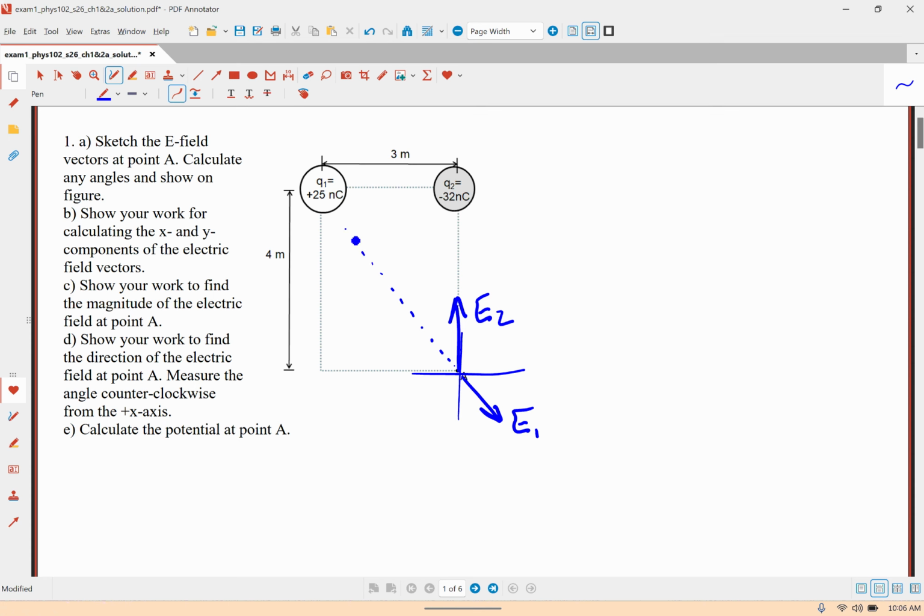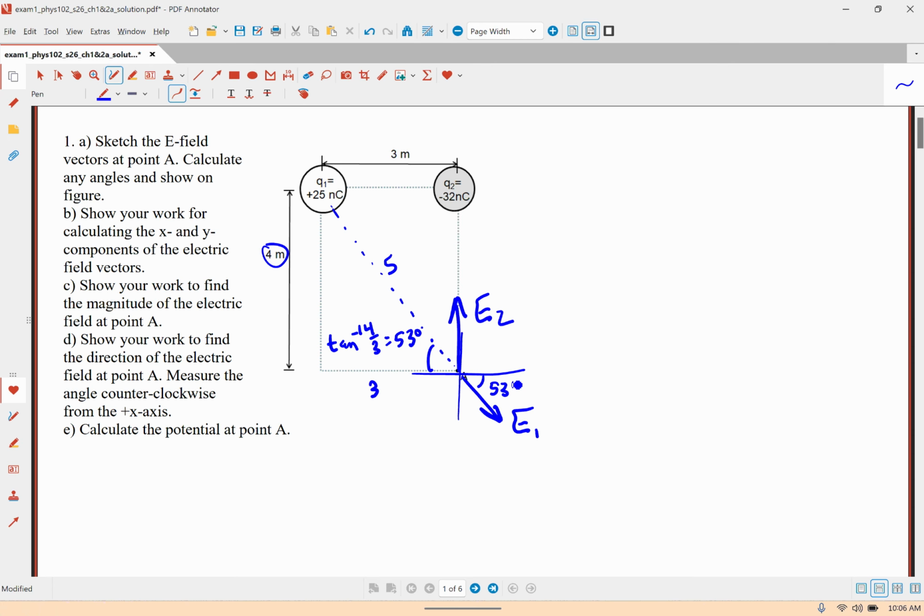My triangle right here: this side's 3, this side's 4. That means that this side is 5. That is, the square root of 3 squared plus 4 squared is equal to 5. And then I can find this angle right here, the inverse tan of 4 over 3. That's equal to 53 degrees. That means that this angle is also 53 degrees. Okay, so that's part A.